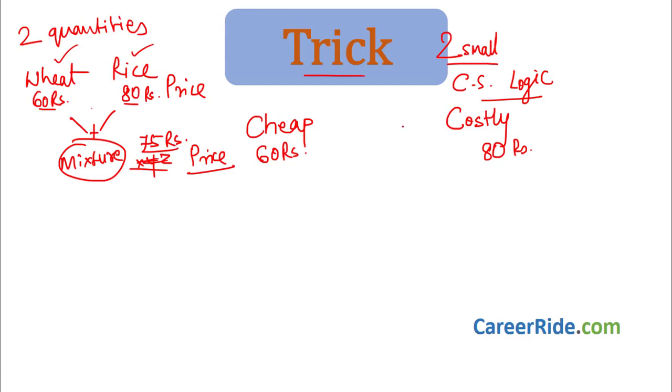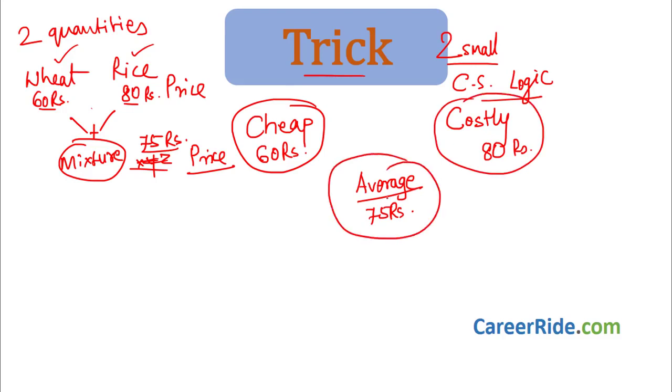Now, obviously, whenever we mix these, the price of the mixture would be in between 60 and 80. So, at the center, I'll write the average price of the mixture. When we mix, what would the average price be? They have given the price of the mixture is 75 rupees. Now we have three quantities: the cheap one, the costly one, and the average. Now what do we want? We want the ratio of quantities of wheat and rice. This is wheat, the cheap quantity. This is rice, the costlier quantity.